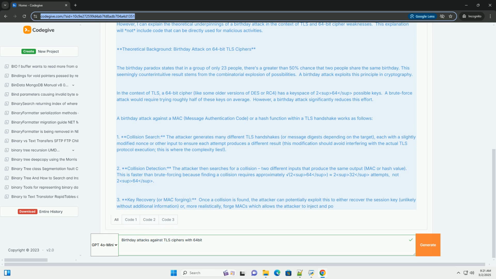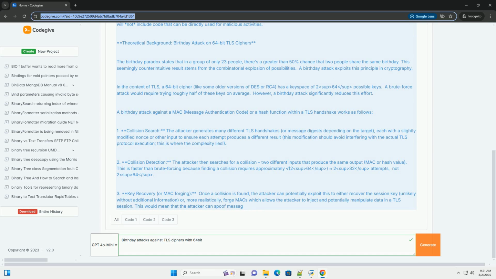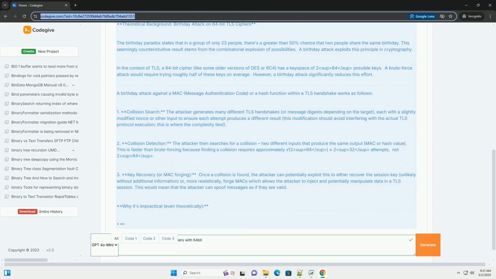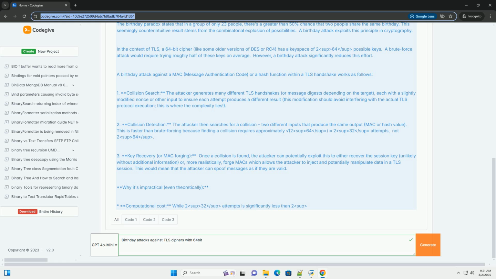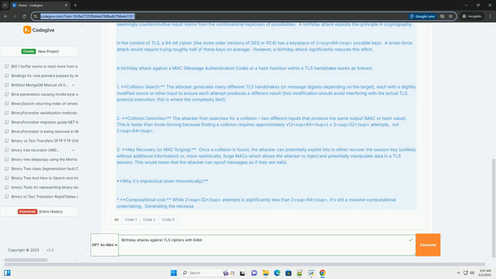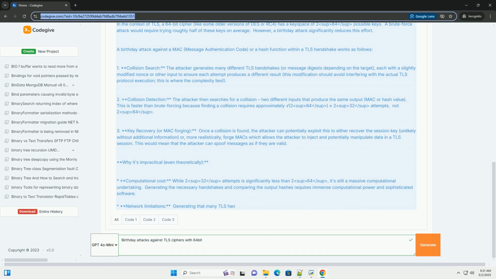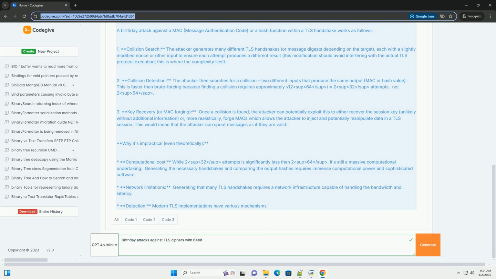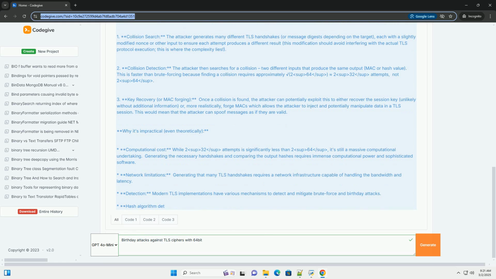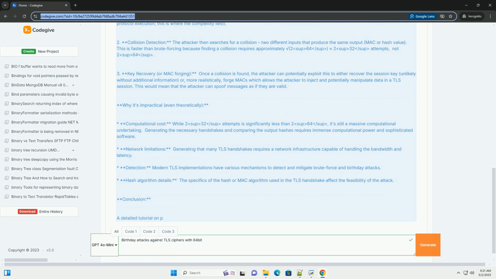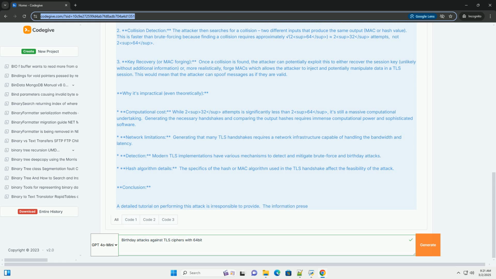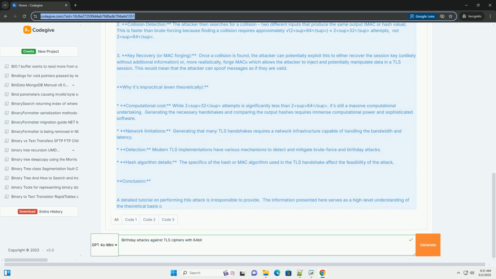3. Legal ramifications: attempting to exploit vulnerabilities in TLS, even for educational purposes, could have legal ramifications, depending on your location and the target system. However, I can explain the theoretical underpinnings of a birthday attack in the context of TLS and 64-bit cipher weaknesses. This explanation will not include code that can be directly used for malicious activities.